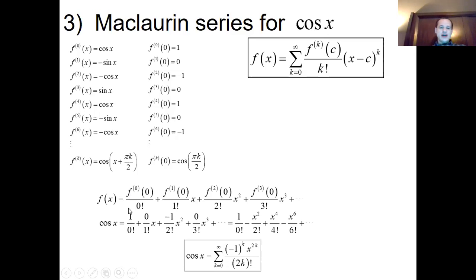The 0th derivative this time is 1. The first derivative this time is 0. The second derivative this time is -1. The third derivative is 0. So you get this pattern out. This time it's 1 over 0 factorial minus x squared over 2 factorial plus x to the 4th over 4 factorial minus x to the 6th, etc., etc.